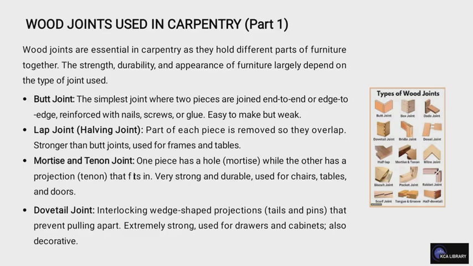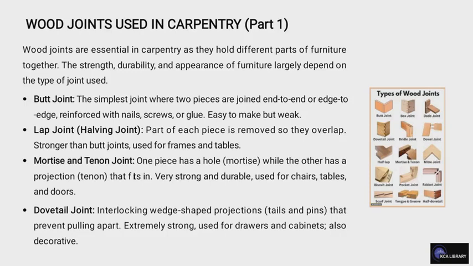We will move to the wood joints used in carpentry. Wood joints are essential in carpentry as they hold different parts of furniture together. The strength, durability, and appearance of furniture largely depend on the type of joints used. We have the butt joint, which is the simplest joint where two pieces are joined end to end and edge to edge, reinforced with nail, screw, or glue. It's actually easy to make but weak.